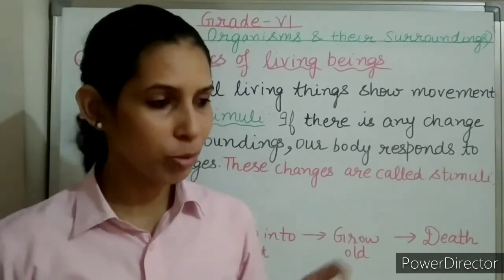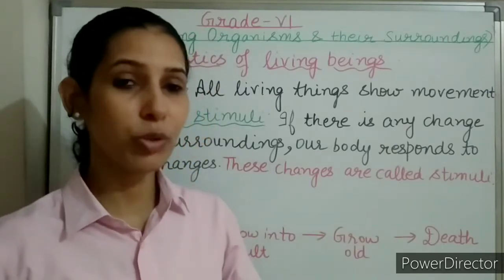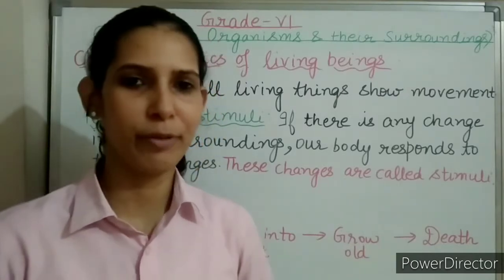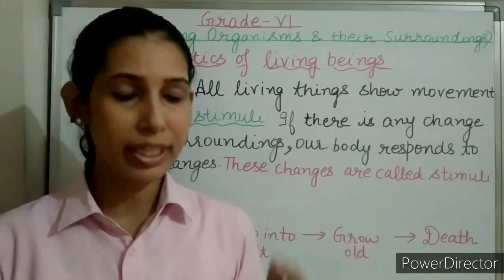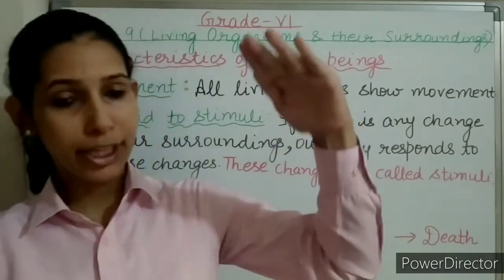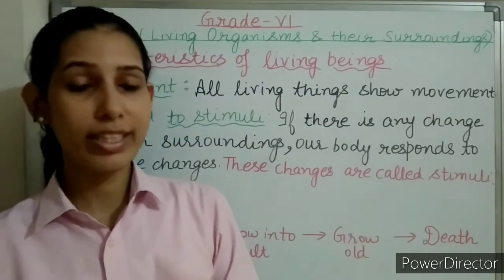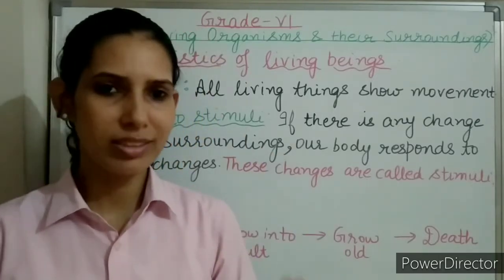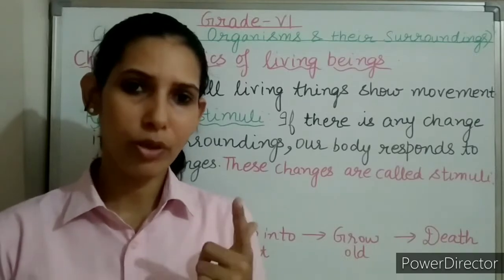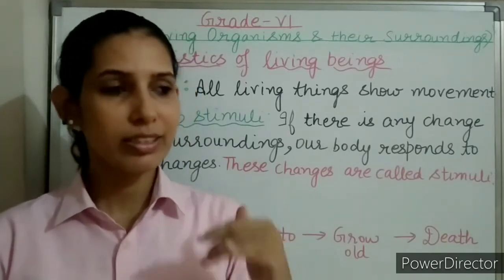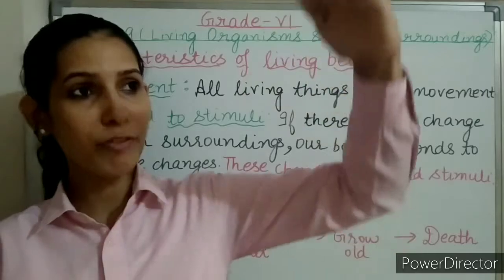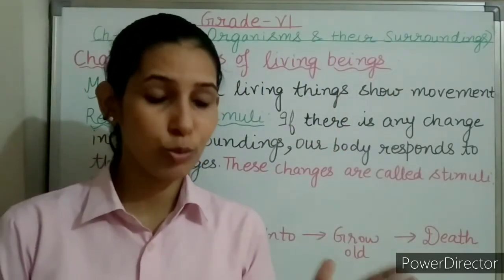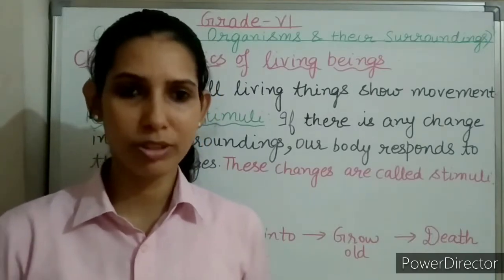If we talk about animals, you might have seen that if you flash light toward a cockroach, it runs away. So animals also respond to stimuli. If we talk about plants, we know that the roots grow downwards in the soil. This tendency of the roots of the plant to grow downwards is known as geotropism. But the stem of the plants grows towards sunlight. This response of the plants towards sunlight we call phototropism.